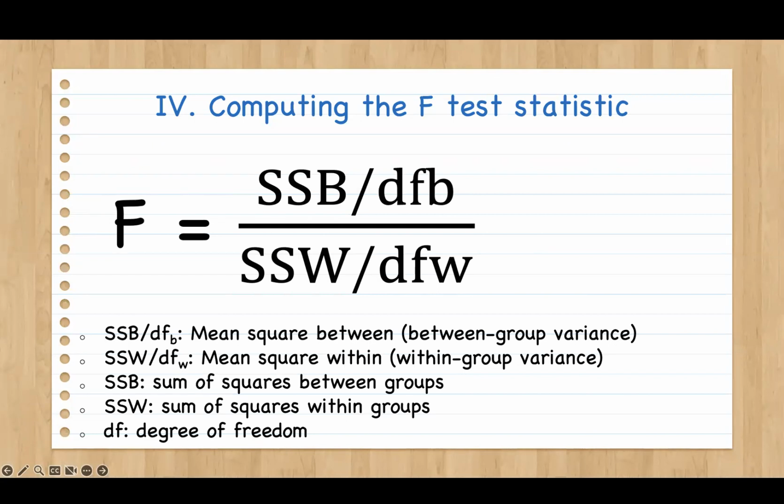This is the formula for calculating the F statistic, but again, you are not required to remember this. Your software, SPSS or R, can help you get the F statistic. A larger F statistic means more between group variance than within group variance. A larger F statistic increases the chance of rejecting the null hypothesis.